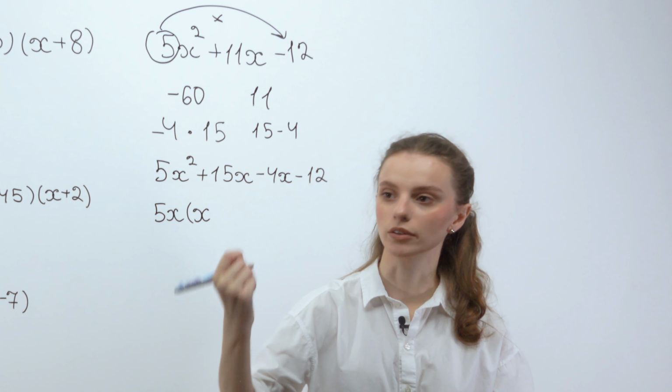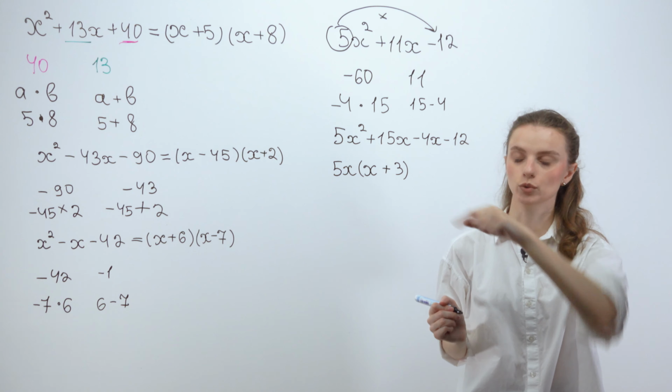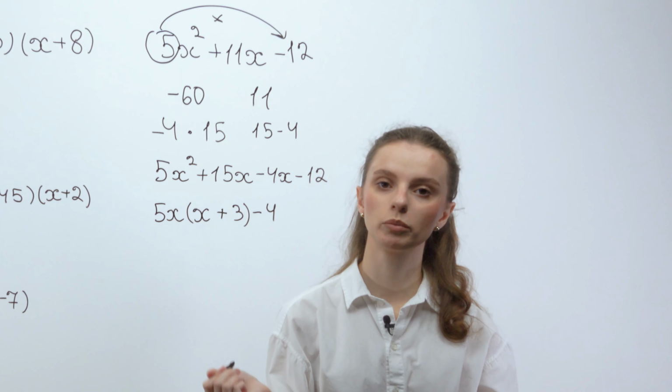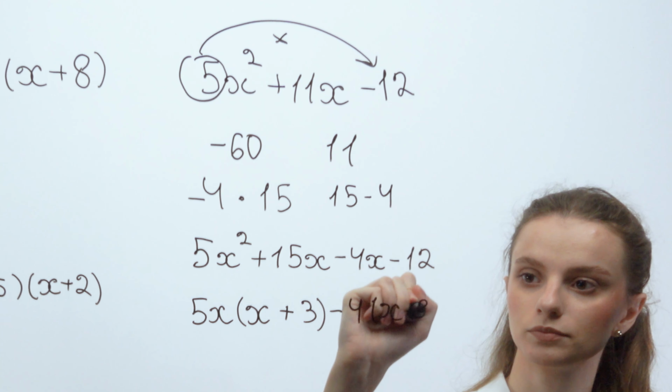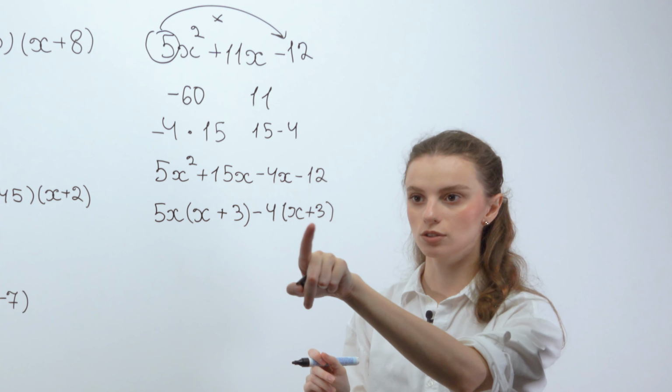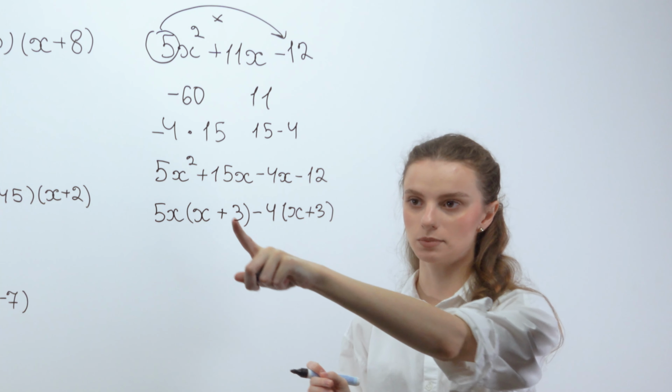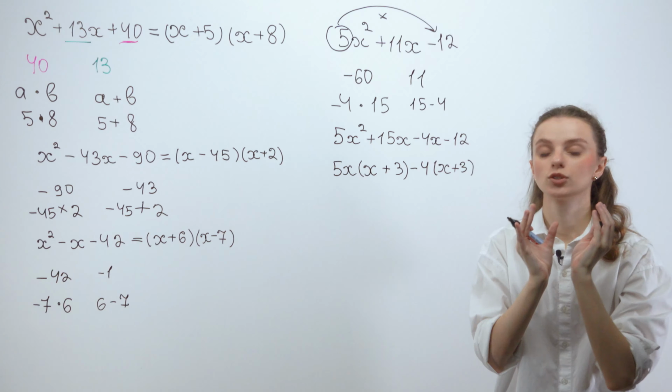So x plus 3. Now let's see what is common between negative 4x and negative 12. Negative 4. What will be left in the parentheses? X plus 3. I see that these two are the same. You see? X plus 3, x plus 3. So what I'm going to do, I'm going to factor it out. It's going to become a separate parentheses. Whatever is left will be in your second parentheses.